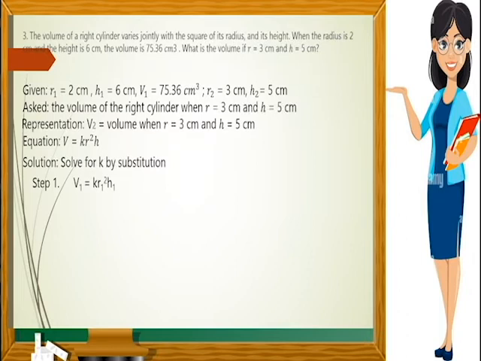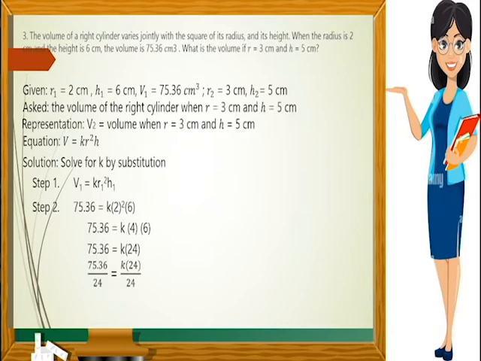So, let us substitute the value of volume, which is 75.36, and is equal to K. Substitute the value of R, which is 2 raised to the second power, and our first H is equivalent to 6. So, multiply 2 square by 6, and that is equivalent to 24. So, 75.36 is equal to K24 or 24K. So, the value of K now is equal to 3.14. So, that is the constant of variation.